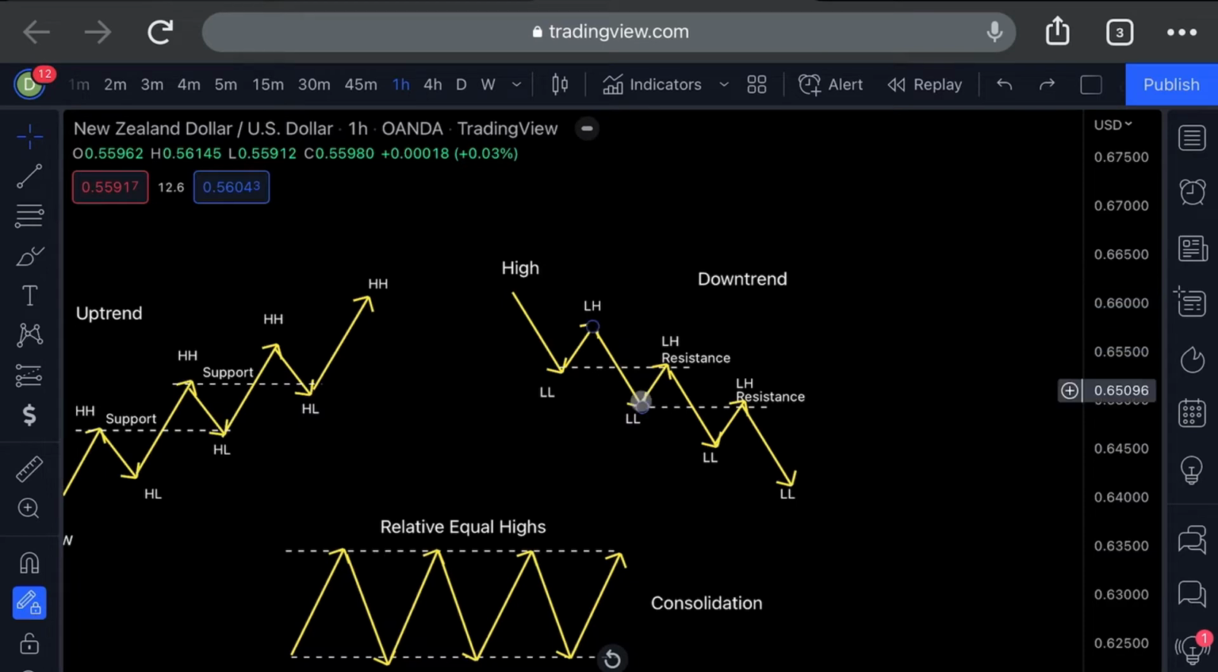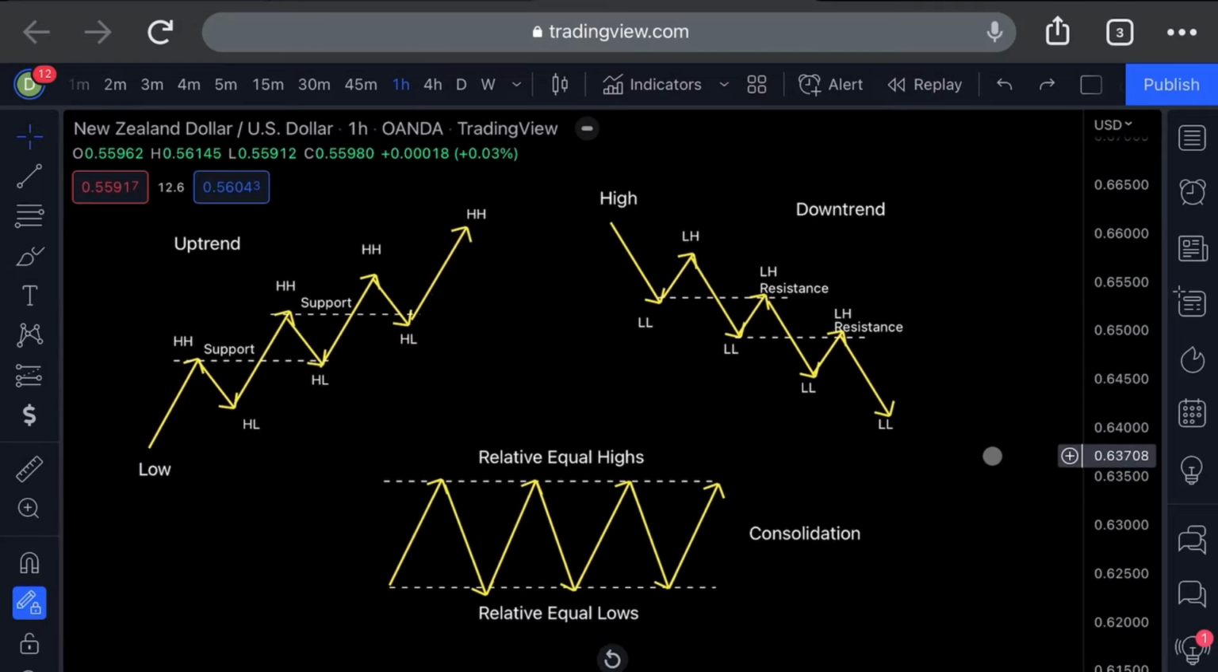And we have another price leg down, breaking this low right here, which creates another lower low. And then we want to see this resistance hold. We don't want to see this high get violated or traded through. It holds and creates another price leg down, creating a new lower low. That is what you call a downtrend.